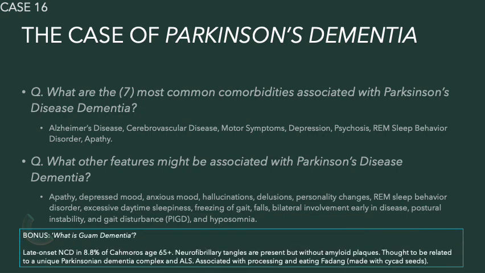Just as a bonus point, I don't know if this would ever come up anywhere, but what is Guam dementia? So this is late onset neurocognitive disorder occurring in 8.8% of Chamorros, age 65 plus. Neurofibrillary tangles are present, but without amyloid plaques. It's thought to be related to a unique Parkinsonian dementia complex in ALS. It's associated with processing and eating fadang, which is made with cycad seeds.